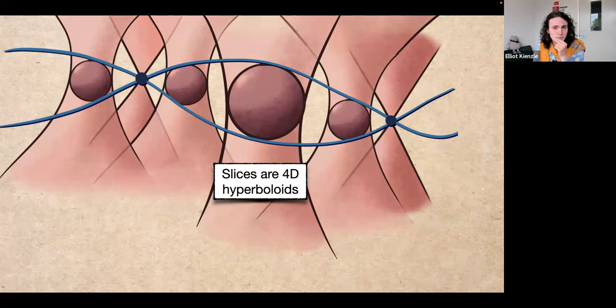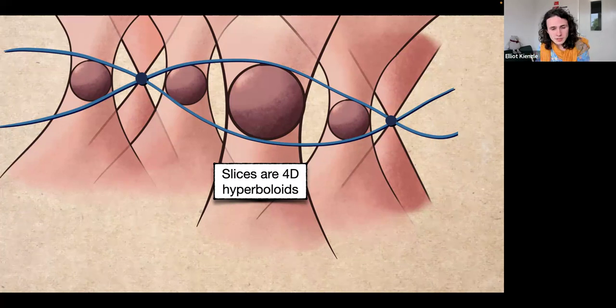So here's an example of a space coming from string theory. And the slices here are 4-dimensional hyperboloids. In 3 dimensions, a hyperboloid is found by taking a hyperbola, spinning it around, and there's this kind of circular neck in the center. In 4 dimensions, that circular neck is replaced with a spherical one. And that's the one that I'm drawing right there in the center.